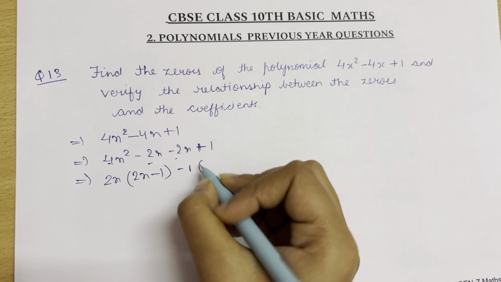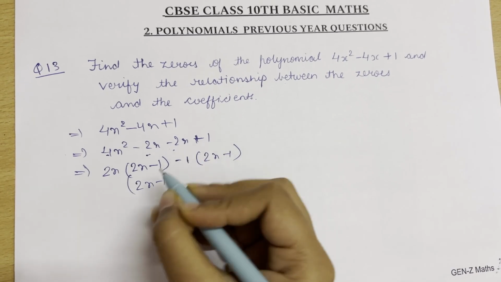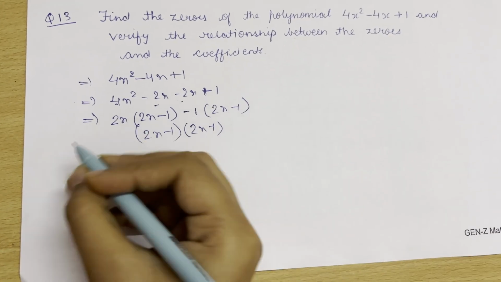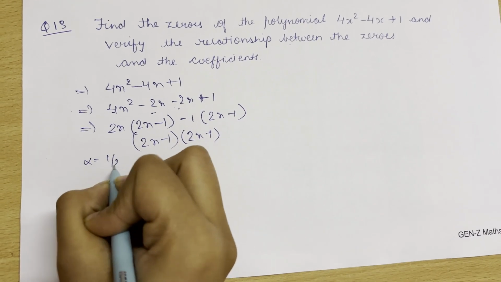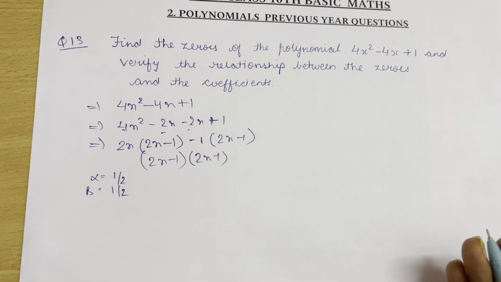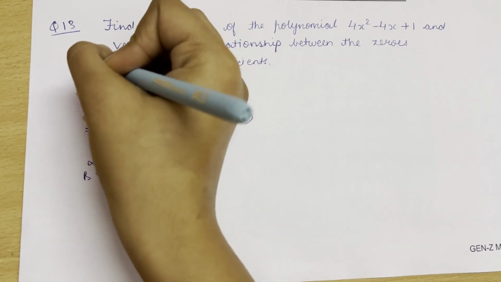Again, I'll take minus 1 common, 2x minus 1. From this, I can take 2x minus 1 common and 2x minus 1 common. So now my alpha is also 1 by 2 and my beta is also 1 by 2. That means we have the same zeros for this quadratic polynomial. This was the step 1.